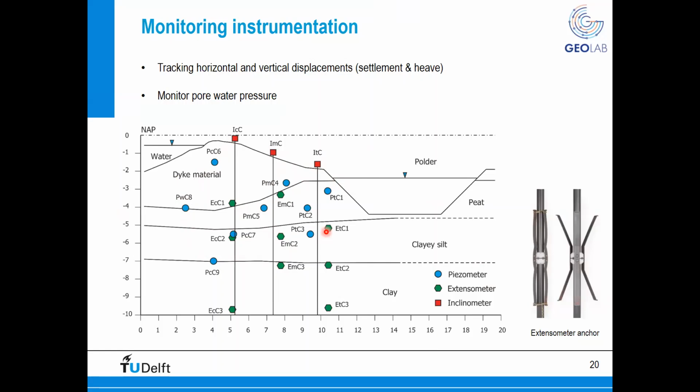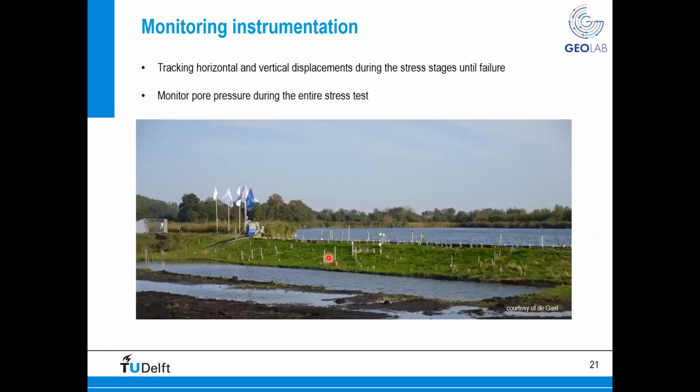The extensometers were basically anchors that we place at the interface between the different layers, so between the bottom of the dike and the top of the clay silt, and so on, in such a way that we were able to reconstruct the horizontal displacement, but also the vertical displacement on the different layers. And we will see later on why this information was quite useful for us in understanding the behavior of these soils.